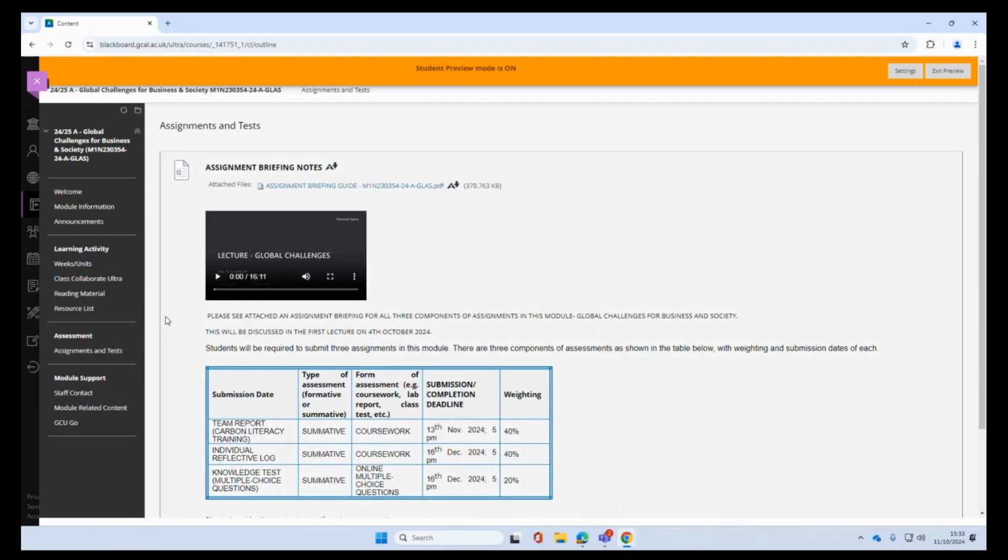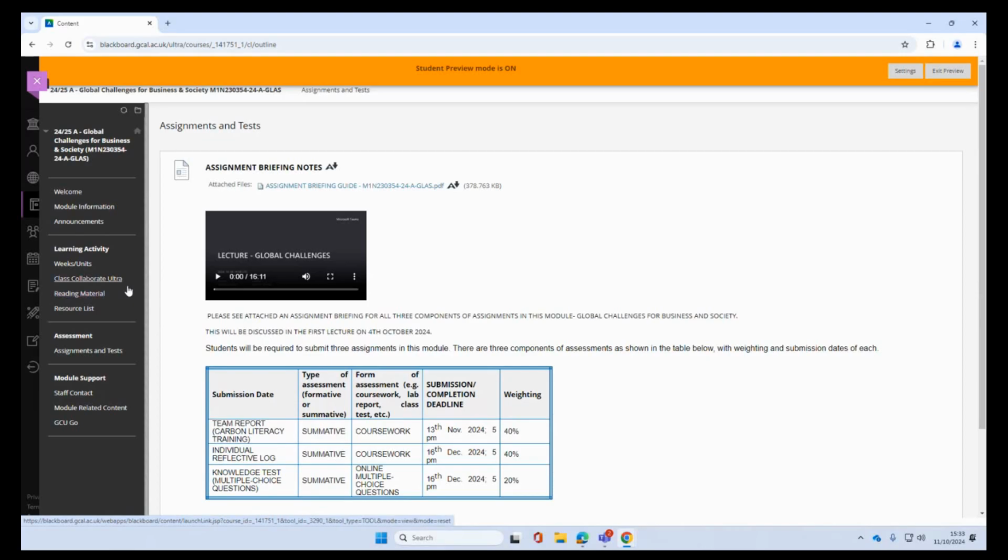I will also try and share some samples of previous year students who've done the carbon literacy training, and that'll give you a better idea of the difference between a high mark assignment and a low mark assignment, and give you some more clarity about it.